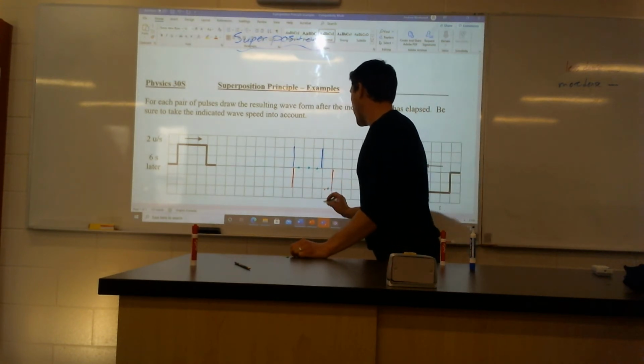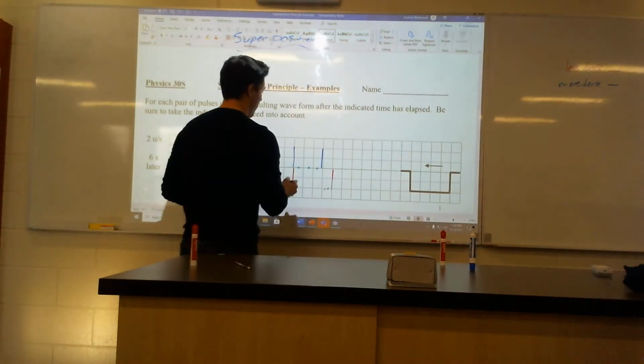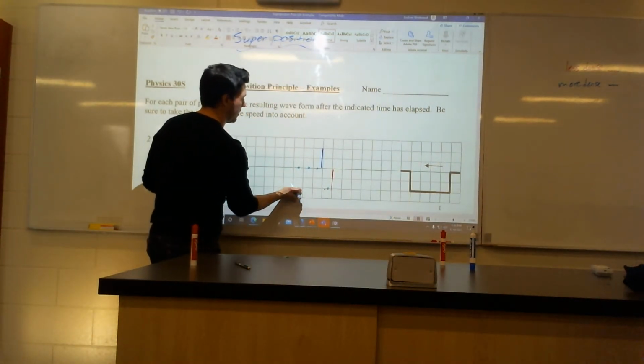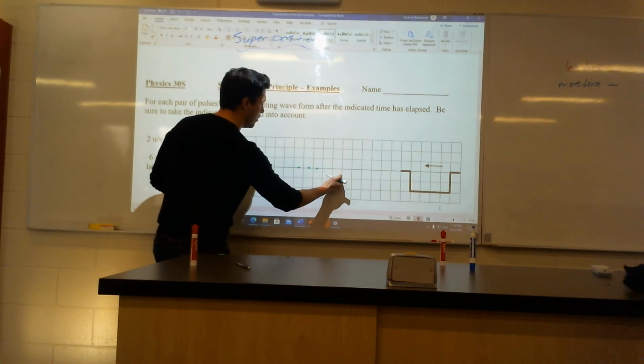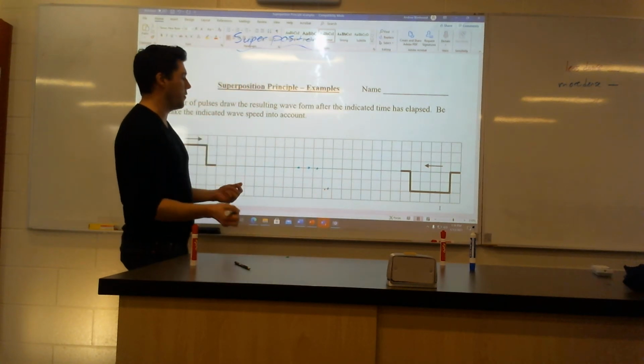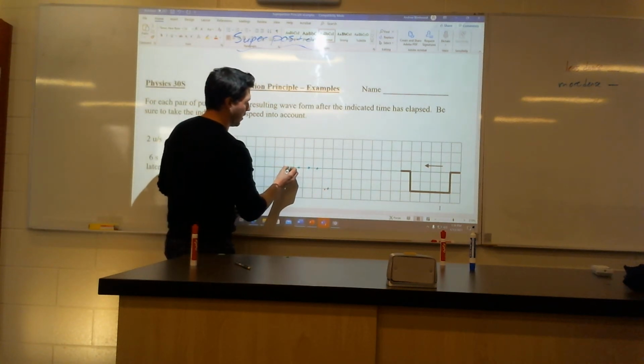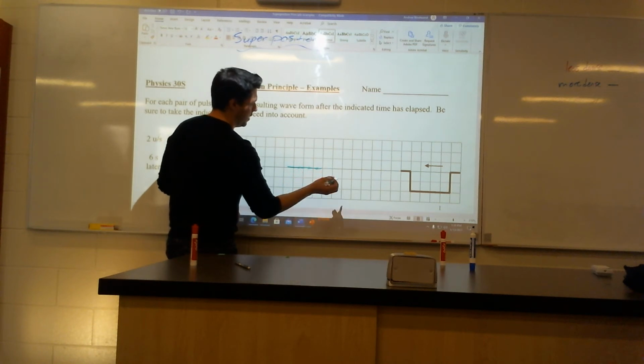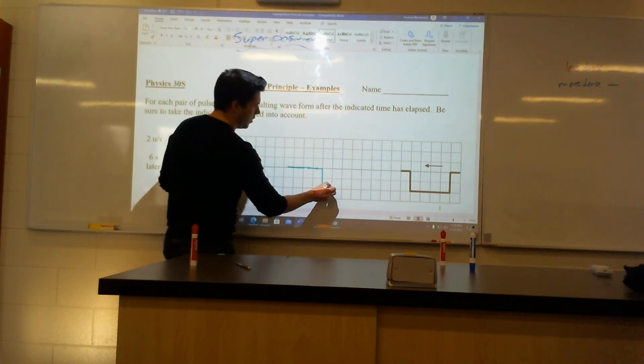So what would this actually end up looking like? Well, we can get rid of our outside lines now. I like using the outside lines because it shows where the wave was. But now this is what it's going to look like. Very, very mundane. It's going to go down and back up.